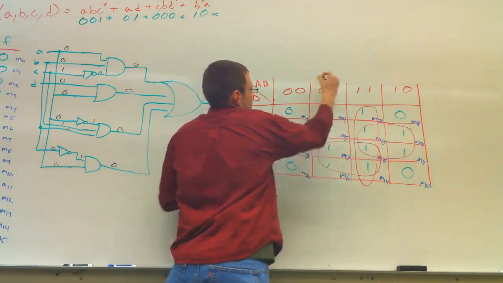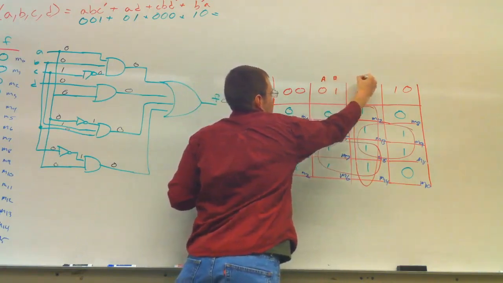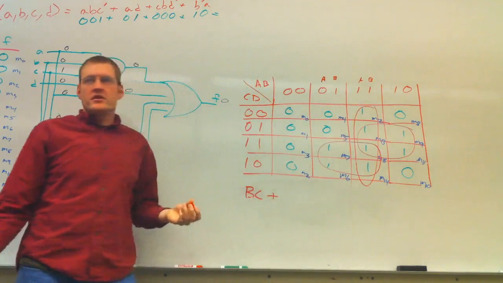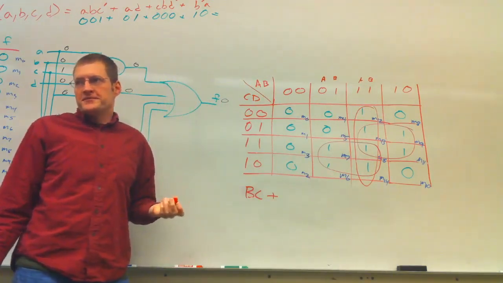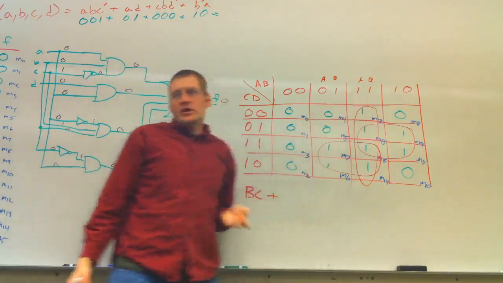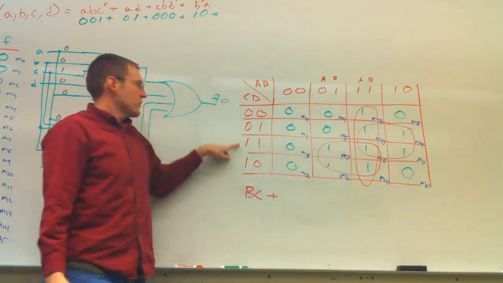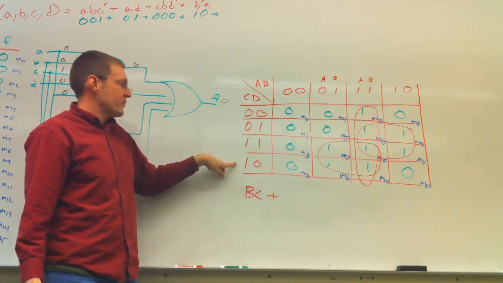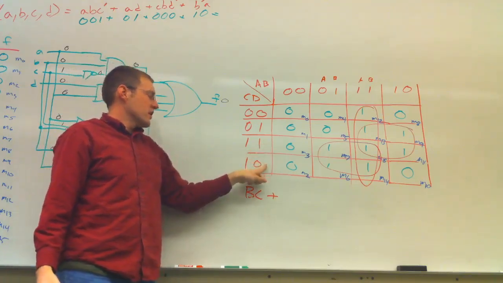So this is A, this is B, this is A, this is B. You see the A is going from 1 to 0, so it could be either 1 or 0. B has to be a 1, right? And see over here, the same thing. C has to be 1. D could be either a 1 or a 0.